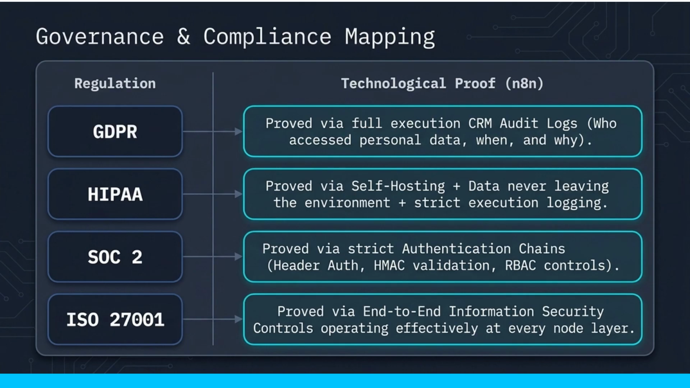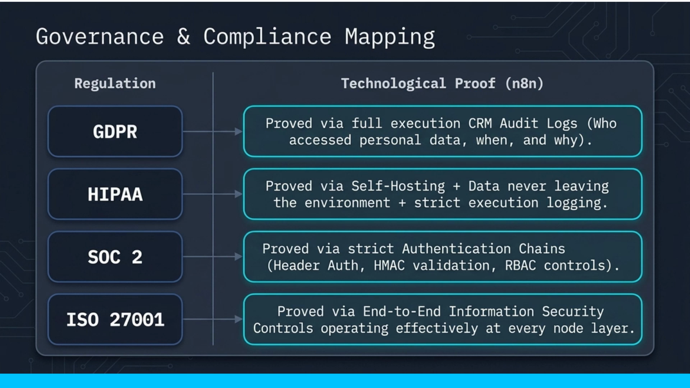For those in regulated industries, n8n provides the technological proof you need. GDPR requires proof of who accessed personal data, when, and for what purpose. Your n8n execution logs and CRM audit trail provide this automatically. HIPAA requires a record of every access to protected health information. Self-hosting plus strict execution logging provides this.